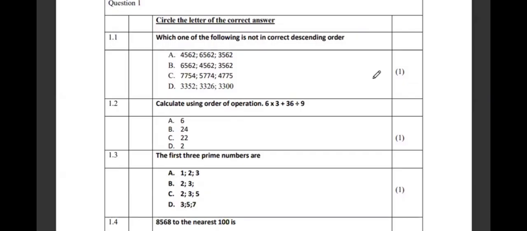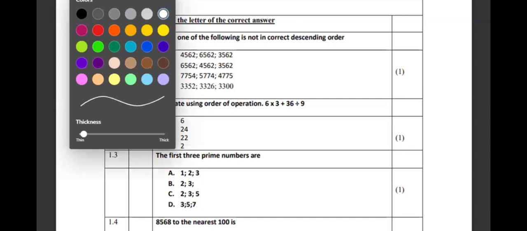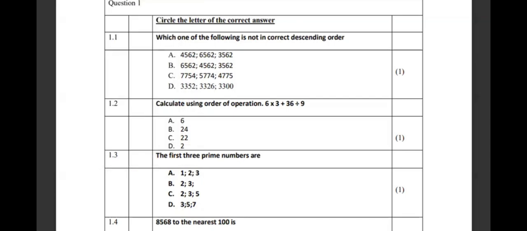Remember, with multiple choice questions, you can expect any topic to be questioned, okay? So question 1.1, in this case, you only have to choose the correct letter, circle the correct letter, do not write the answers out, okay? I'll show you what I mean. Which of the following is not in the correct descending order? So grade 7s, we need to know that descending order simply means we are ranging from the biggest to the smallest. So if it's the biggest to the smallest, let's see.